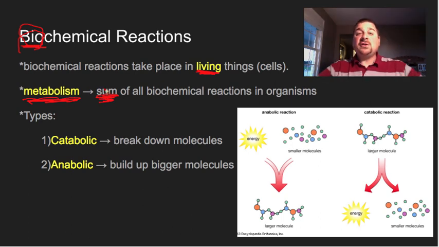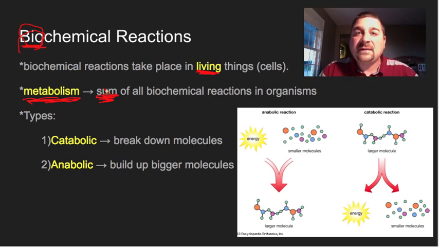In class, I'll show you, I have this big map I got from a science supply company. In real tiny print, it shows a ton of all the biochemical reactions that are happening in the body, and it's almost overwhelming, all the different reactions that have to take place to keep you and I alive and functioning. We break them into two main categories, catabolic and anabolic.